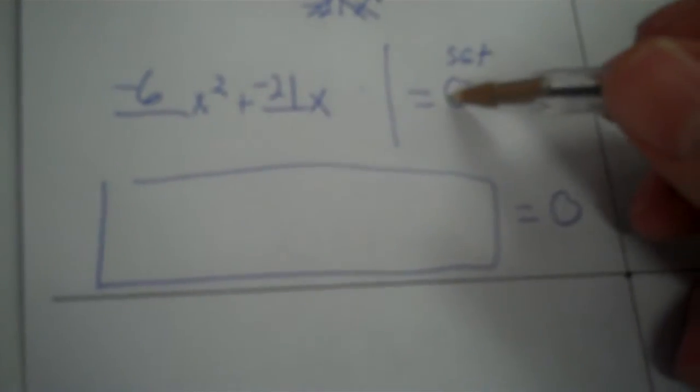So I make my GCF box, equals 0 outside of it. The equals 0 just drops down. Then a line with a parenthesis. This line stands for GCF, greatest common factor.